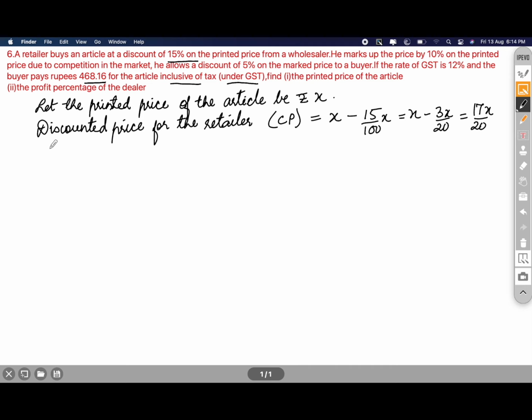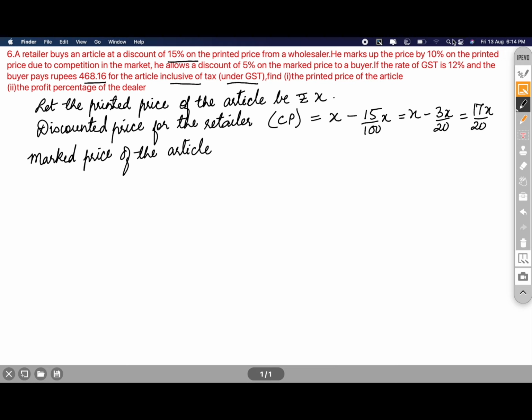Now the retailer has marked up the price by 10%. So marked price of the article.